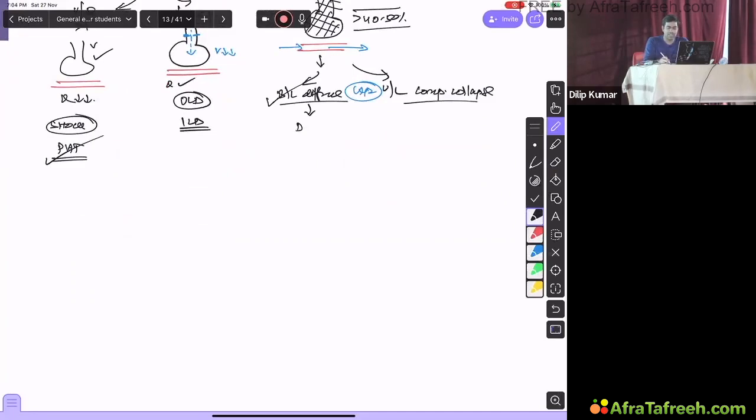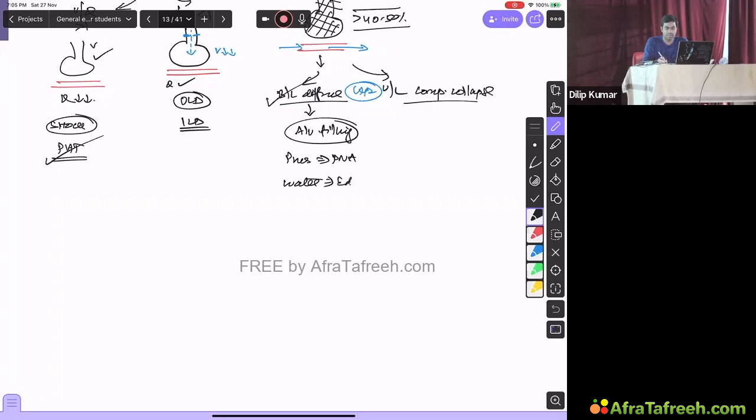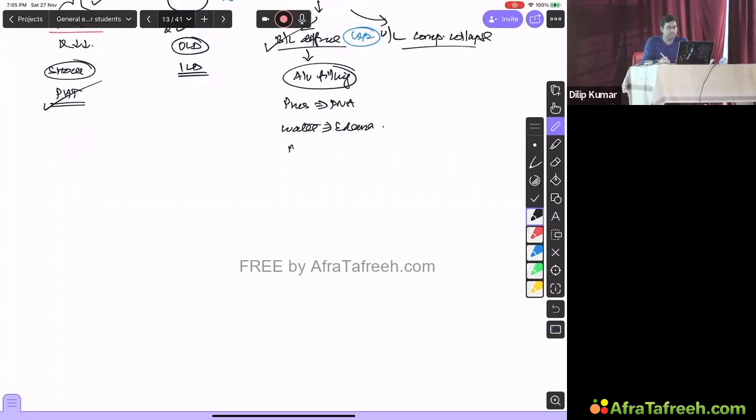something called diffuse alveolar filling, or an alveolar filling process. So what do you mean by alveolar filling? Something is filling the alveoli. It could be pus, which is equivalent to pneumonia, or it could be water, which is equivalent to pulmonary edema. Remember, pulmonary edema could be either cardiogenic or non-cardiogenic. Cardiogenic is left heart failure, non-cardiogenic is ARDS. Or alternatively, it could be blood also, which is referred to as diffuse alveolar hemorrhage.